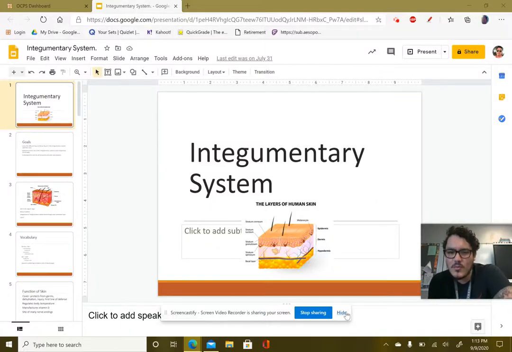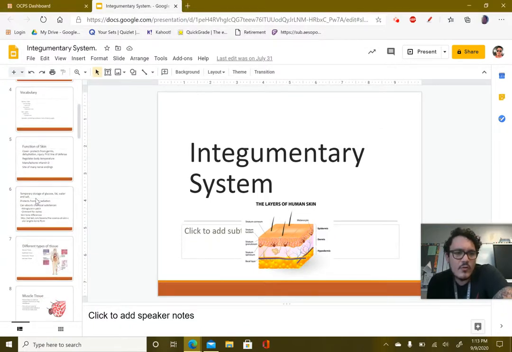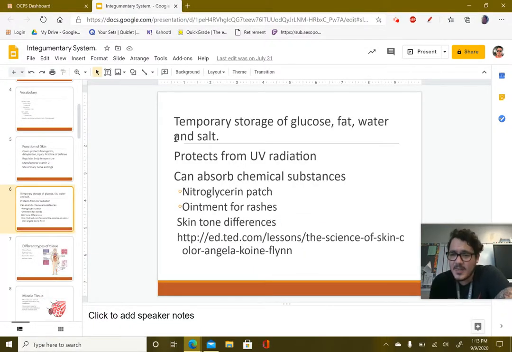We're going to continue with our information relating to integumentary system. So where we left off, we were talking about the functions of skin. We were discussing how the skin has a number of different functions that provide for the human body to strive and do what it needs to do.